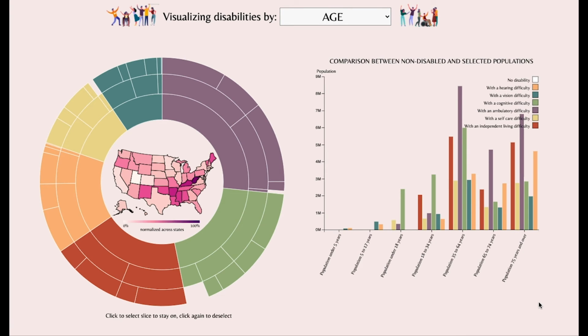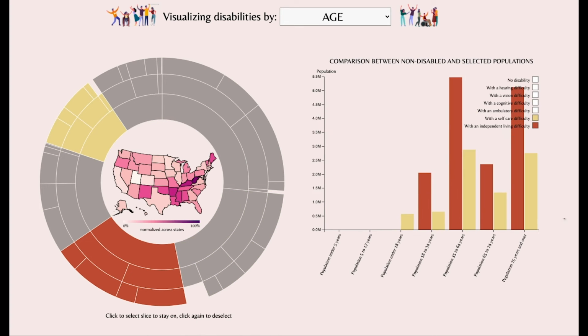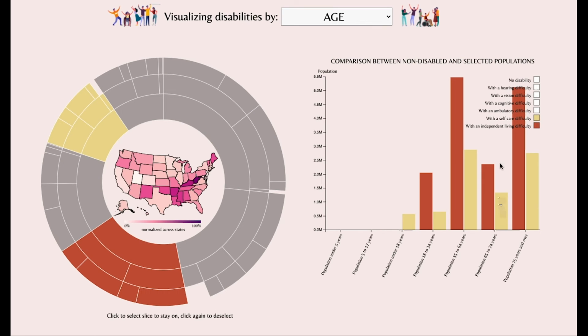If you're interested in comparing between specific types of disabilities without distractions, you can also uncheck and hide the disability types that you don't want to see. This allows easier visual comparisons. Notice that the sunburst data is also grayed out for the unchecked types.